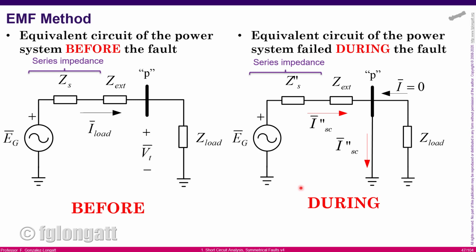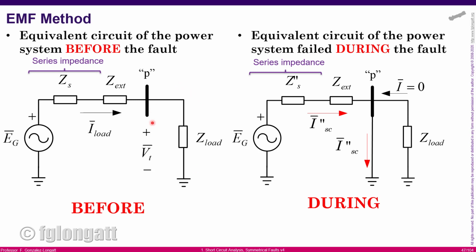Now, what is this? On the left-hand side, we have the equivalent circuit for the conditions before the fault. And on the right-hand side, we have the condition during the fault, okay? Before the fault, I believe you realize that the model is extremely simple. Let me start from here.